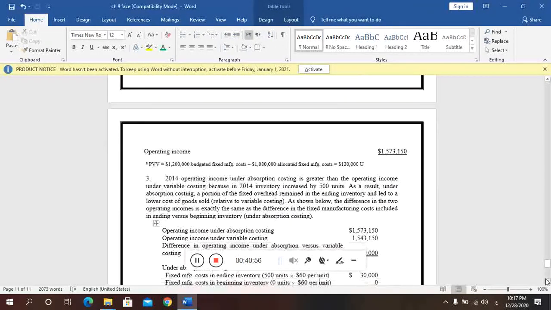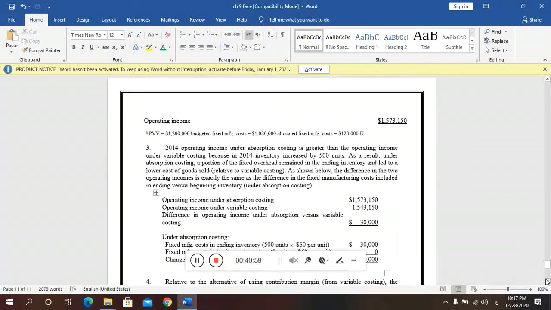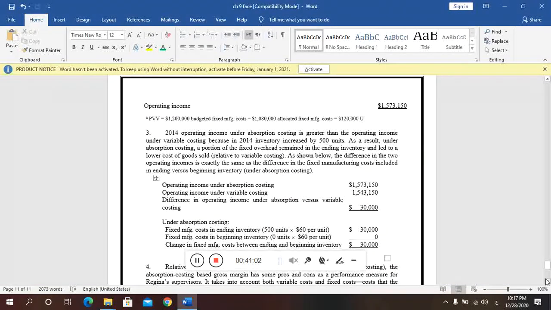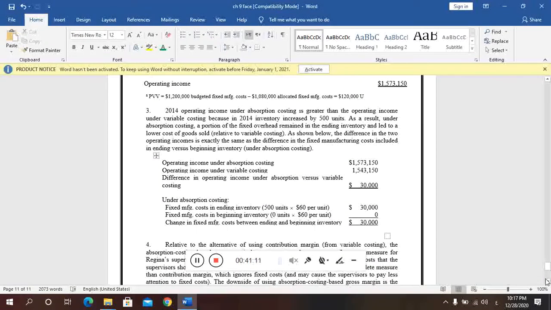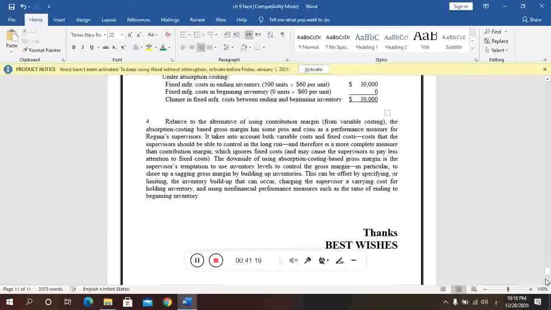And like what we did before, comparing operating income under absorption and operating income under variable, the difference between them here is $30,000. The difference between the two numbers is $30,000, and the difference between the fixed manufacturing cost in beginning inventory and the ending inventory was $30,000 also. So you can solve it again and study hard in order to understand the variance in the production level and what is the effect of it on the fixed cost. I hope you clearly understand. Thank you very much.